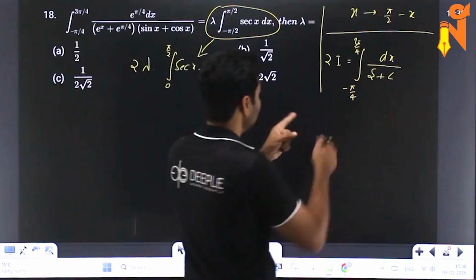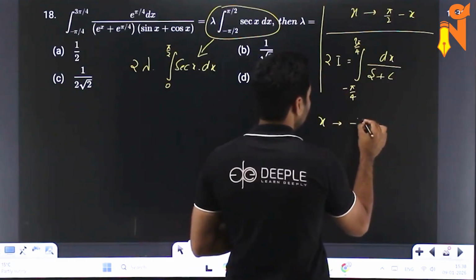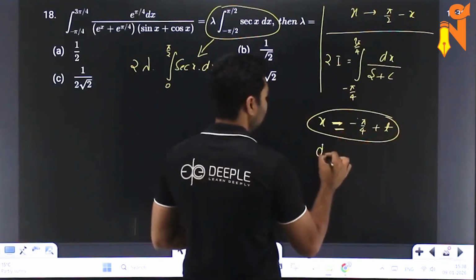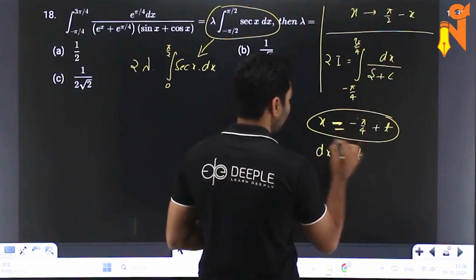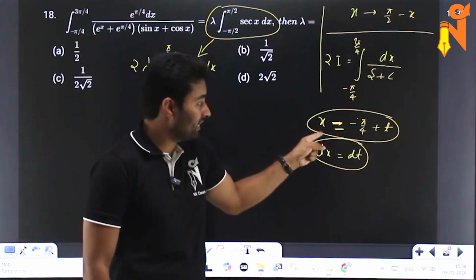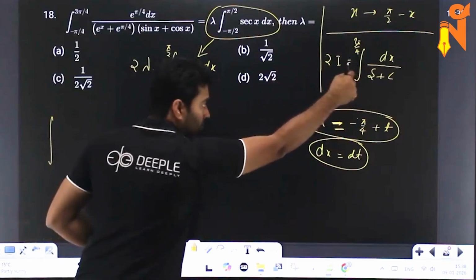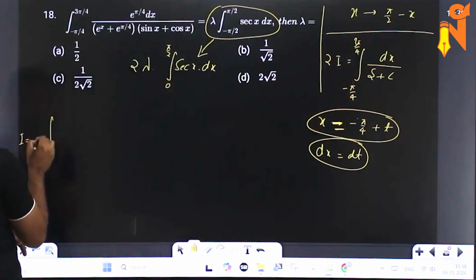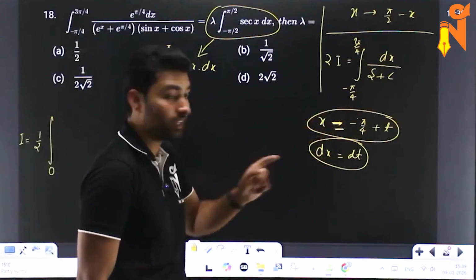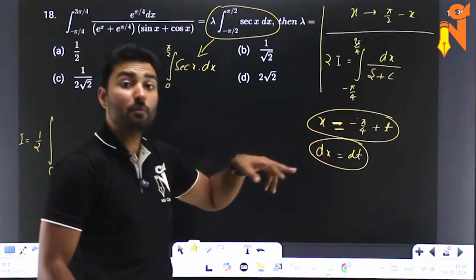So I will try to put 0 here. Replace x with minus pi by 4 plus t. Obviously dx is equal to dt. But why only minus pi by 4? Because when you put the lower limit here, you will get t equal to 0. I is equal to this, so 1 by 2 times. Now the lower limit is 0, because by putting minus pi by 4, t becomes 0. For the upper limit, put 3 pi by 4, you will get t equal to pi.